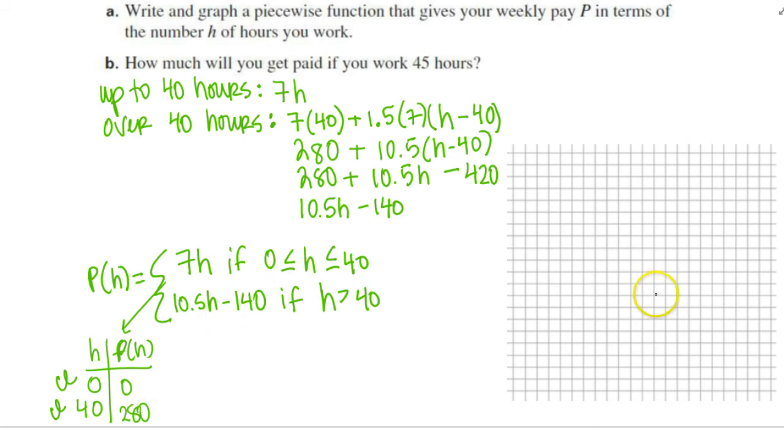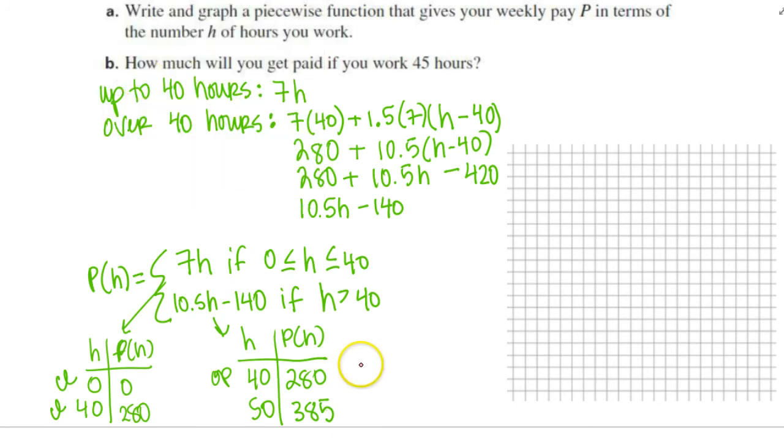So let's go ahead and do this other table over here. So here's the hours, and then P of H. This is if it's greater than 40. So we'll pick 40, and since it's just greater than it's open, and then let's pick another number bigger than 40. How about 50? So if I substitute 40 in here and I work it all out on my calculator, I should get 280. And if I substitute 50 in here and work it all out on my calculator, I get 385.